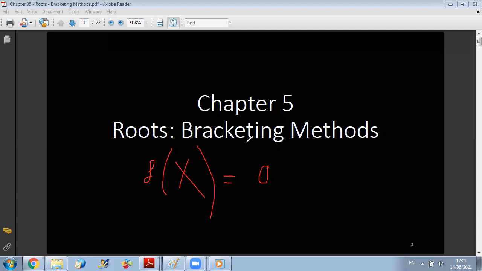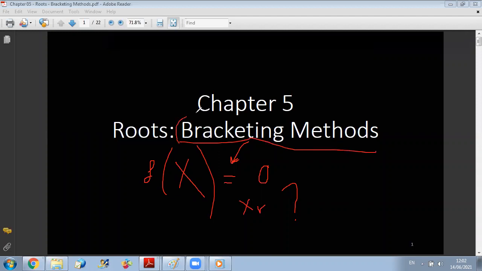in any engineering application or in any physical problem, you might end up with an equation. And sometimes it cannot be solved by exact solution. So you need numerical techniques that will help you into finding what are the roots of your equation. In this chapter, we will consider bracketing methods. In next chapter, we will consider open methods.